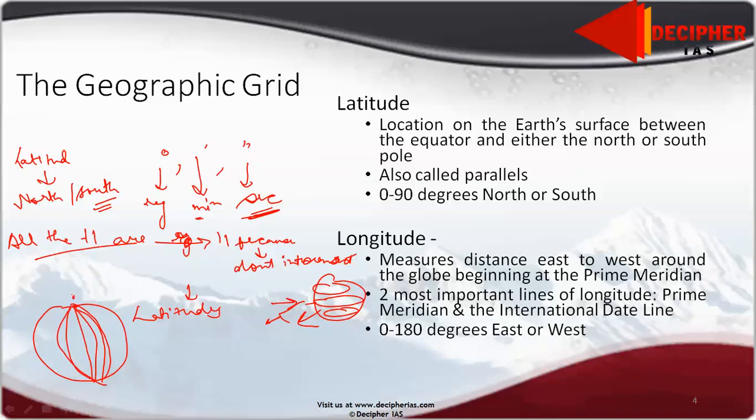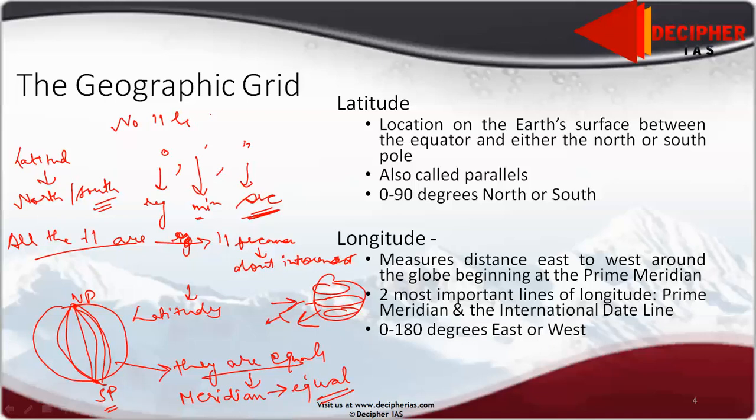They intersect at the North Pole and South Pole. But they are equal. Each longitude, or to be properly called meridian, will be equal to the other one. Thing to remember: no parallel is equal in length, but all the meridians are equal in length. It is like a semicircle.